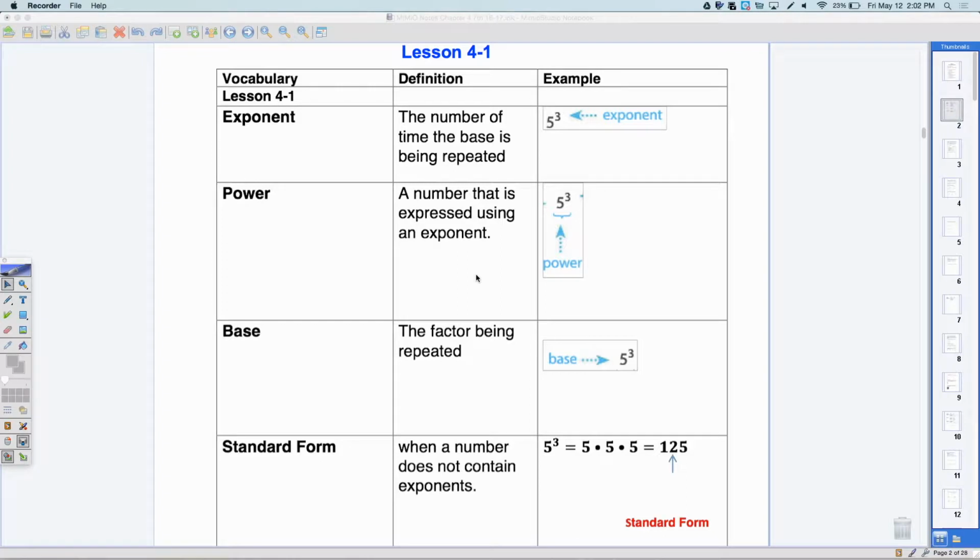Lesson 4.1, Powers and Exponents. The vocabulary to go along with it: an exponent is the number of times the base is being repeated. So 5 to the third power, the 3 is the exponent, where the 5 is being repeated 3 times.